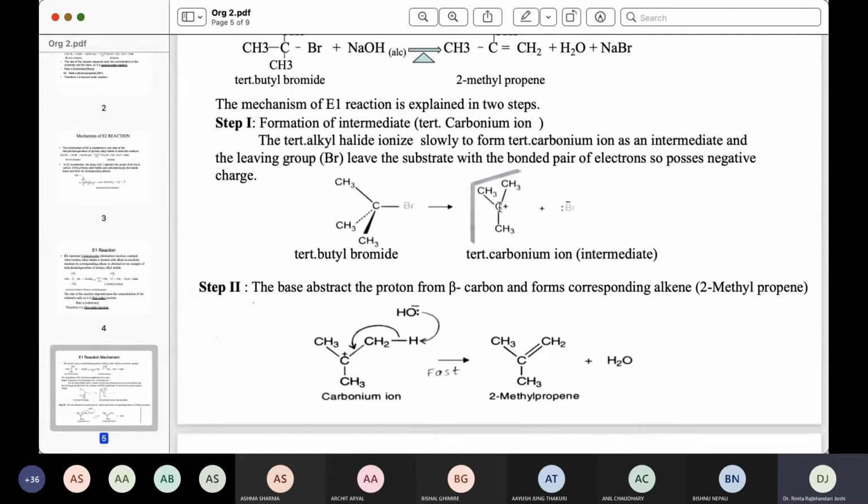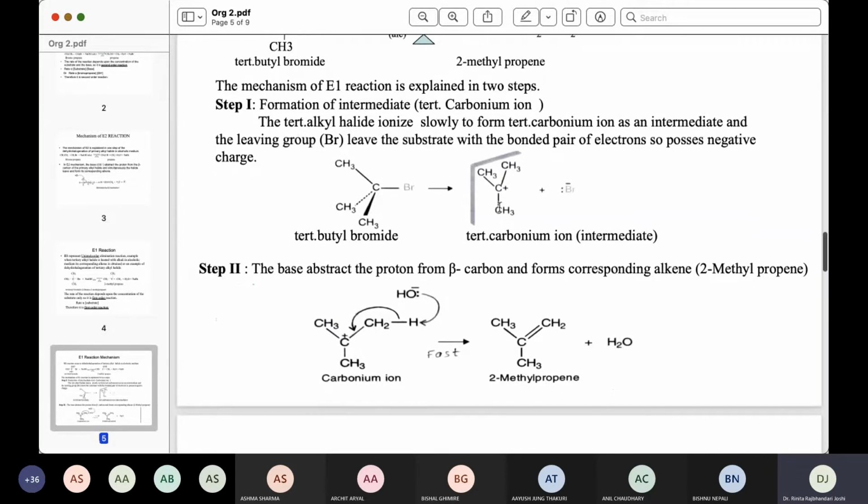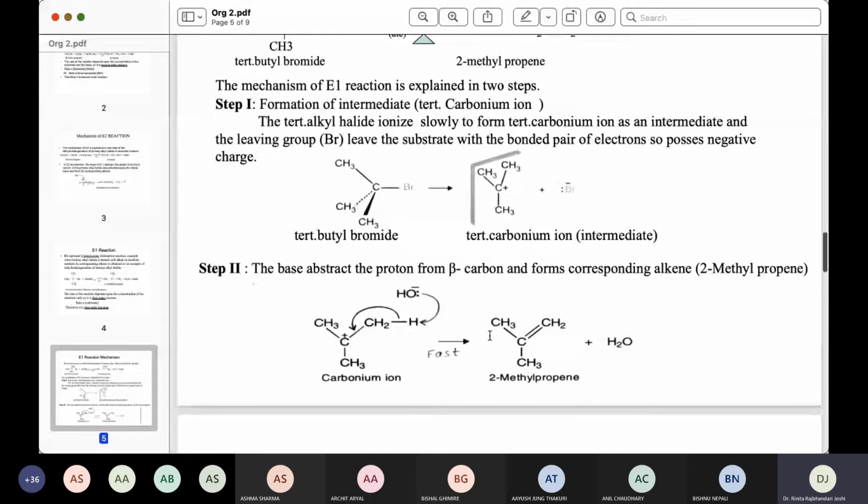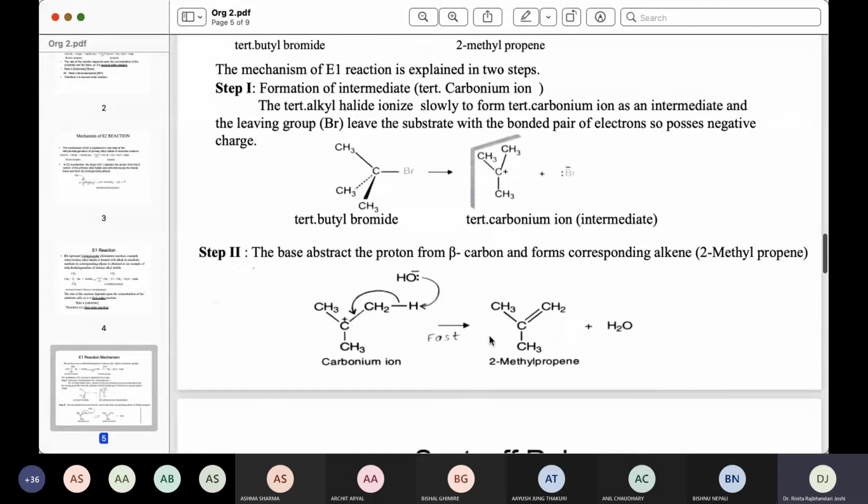So this is your E1. When you say E1 mechanism, that is the dehydrohalogenation of tertiary alkyl halide. जुन tertiary alkyl halide तपाईले SN1 मा use गरेको, त्यहीलाई example लिएर first step is same as SN1, but of course naming is different. SN1 substitution या elimination भन्दाखेरि, here then the base abstracts the proton and forms the corresponding alkene.